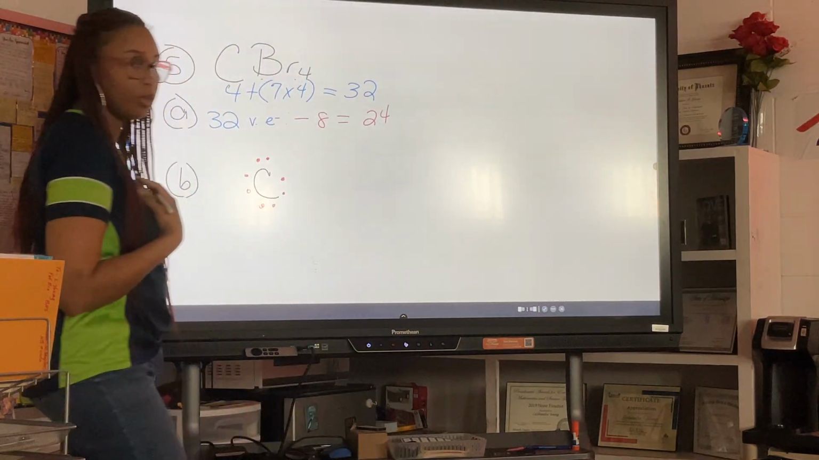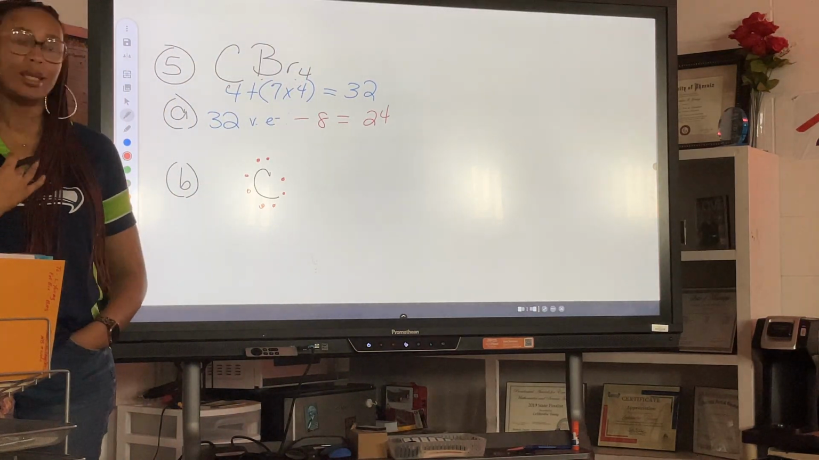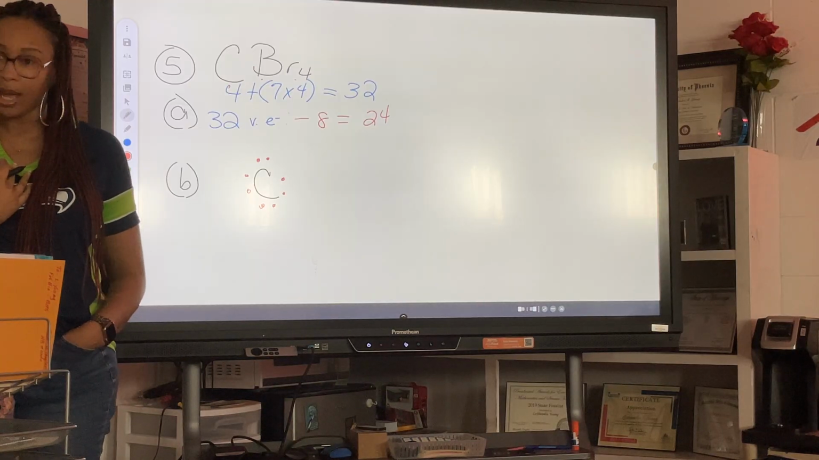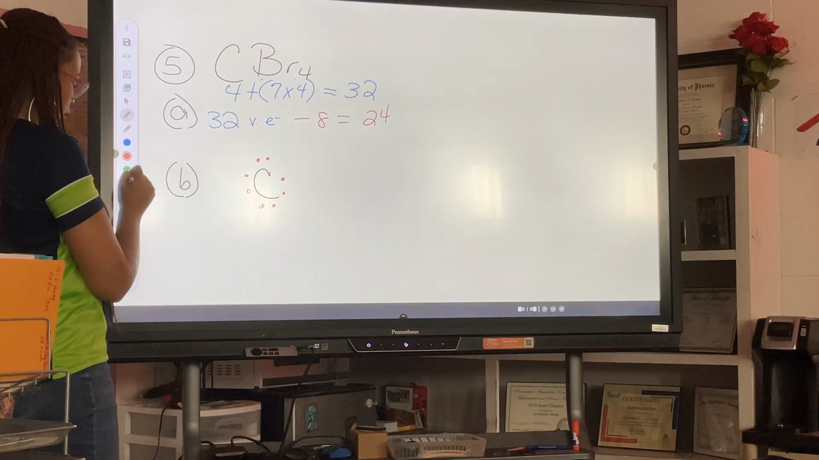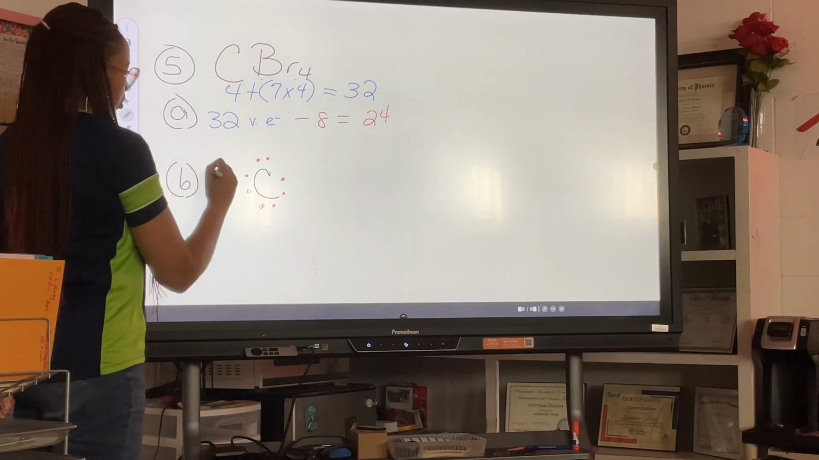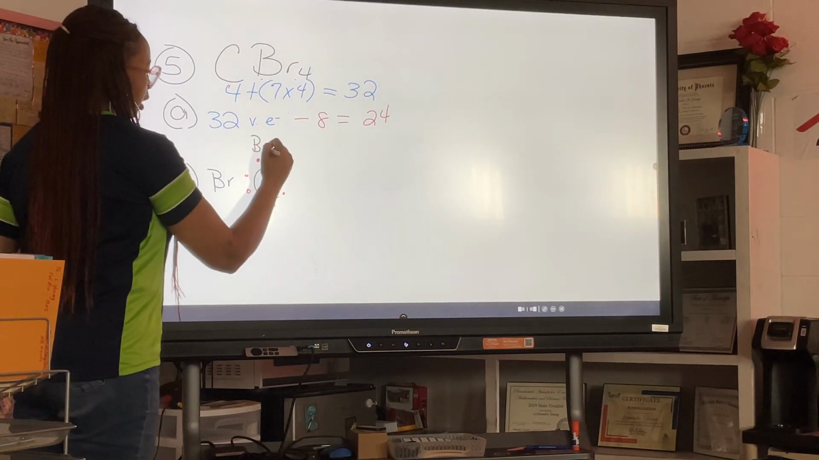This is what I do. This is a trick for me. This does not mean you have to do it this way. You can place, after you place these other atoms, what am I placing around here first of all? The bromines. There's how many of them? 4. So I'm going to go ahead and place those 4.